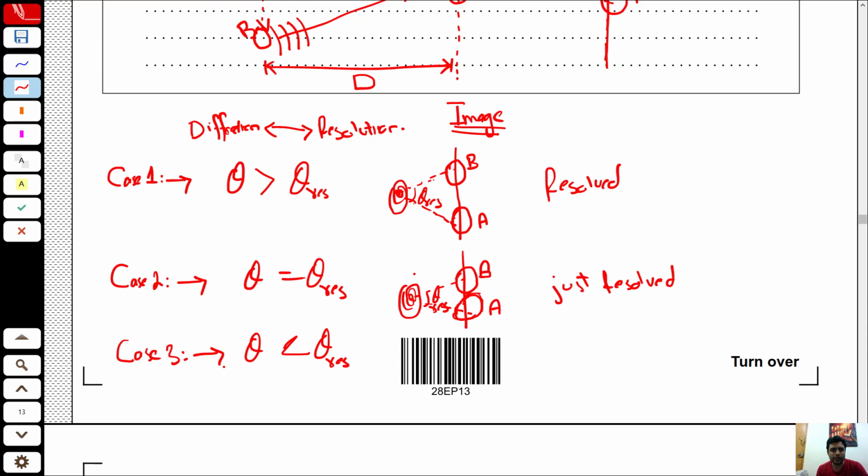Third case is when the angle of diffraction is smaller than the angle of resolution, and that is not good. What's going to happen, let me draw here, is the two images will actually overlap each other. So image B and image A. Resolution.